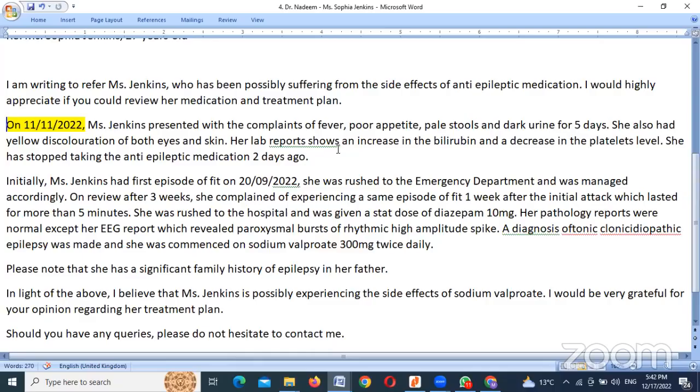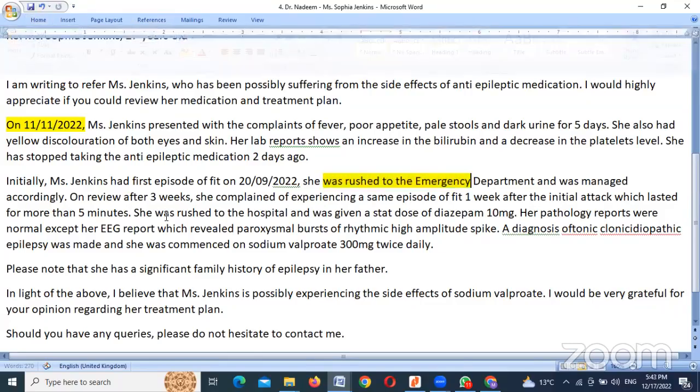Laboratory reports show an increase in the bilirubin, decrease in frequency. She has stopped medication, okay? I had a first episode of it on this date. She was rushed to the emergency department, was managed accordingly. After 3 weeks, she complained of experiencing the same episode of it 1 week after the initial attack, which lasted for more than 5 minutes. She was rushed to the hospital again. Don't use "rushed" again, please, okay?